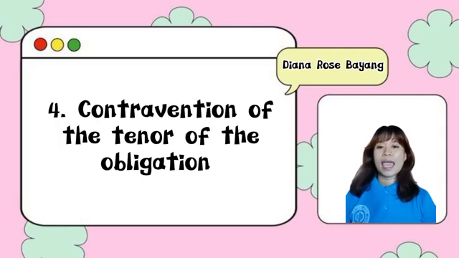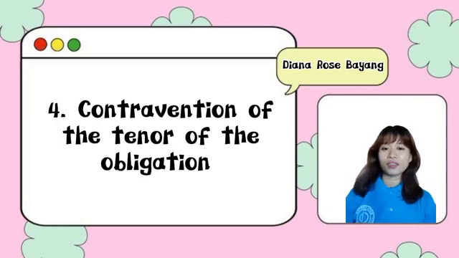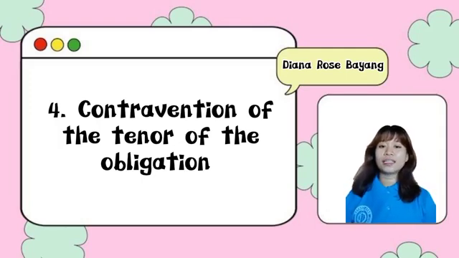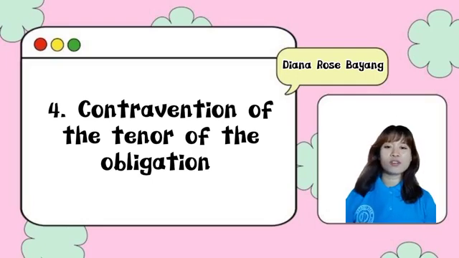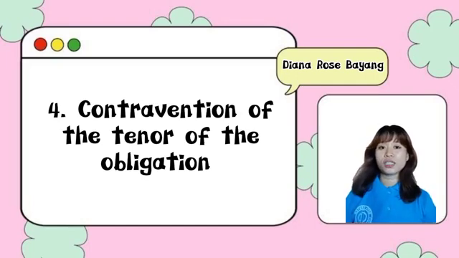And the last one is contravention of the tenor of the obligation. So, example, A is an engineer. Then there's B who wants to build a house, so he contacted A. So A signed a contract that he needed to build a 2 stories house for B. The house that A built for B is hindi nagustuhan ni B kasi sabi sa contract kailangan 2 stories lang. Pero yung ginawa ni A is 3 stories. So A is guilty of contravention of the tenor of the obligation. So si A is now liable for damages.